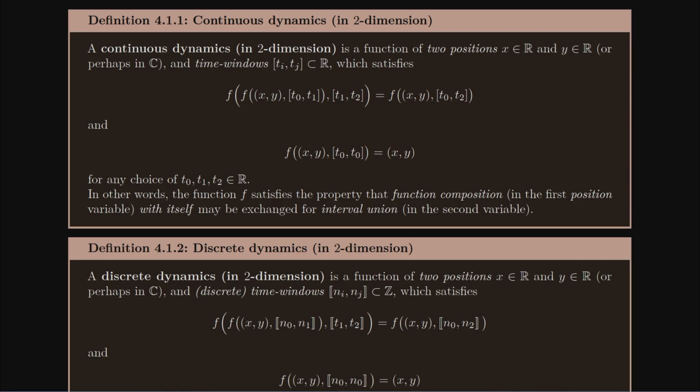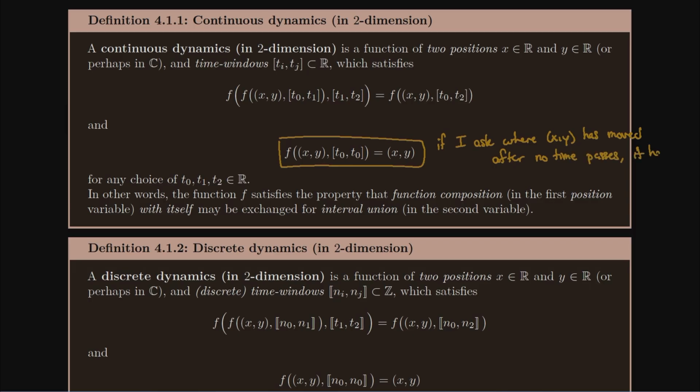And then it also needs to satisfy the most natural property that says if I ask where the point xy has moved after no time at all, it had better not have moved at all. And that's why we have xy as the input is the same as the output. This is that the point that we measured the spider at right away, if I wait no amount of time, the spider hasn't moved at all.